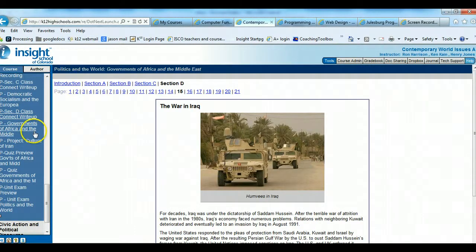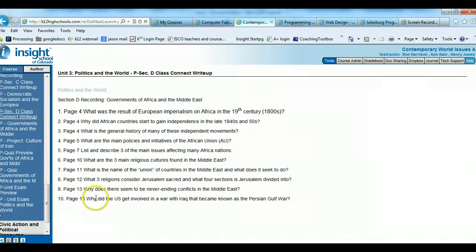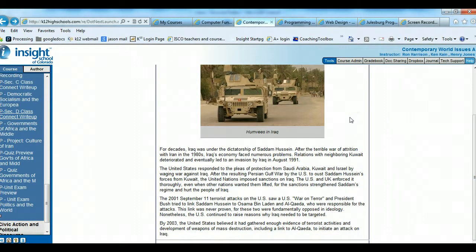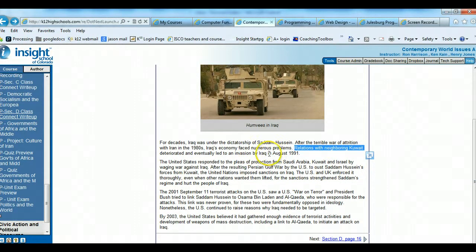Now page 15, the war in Iraq. And let's go back to the write-up. Why did the U.S. get involved in the war with Iraq that became known as the Persian Gulf War? Well, this all started back in the 1980s and 70s when Saddam Hussein was the leader of Iraq. And Iraq, of course, has had lots of wars against Iran. They tried to take over Kuwait and the oil fields in Kuwait. So that happened in 1981. Iraq went into Kuwait to take over the oil fields, and actually wanted to burn the oil fields. So the United States, we wanted to protect Saudi Arabia, Kuwait, and Israel.